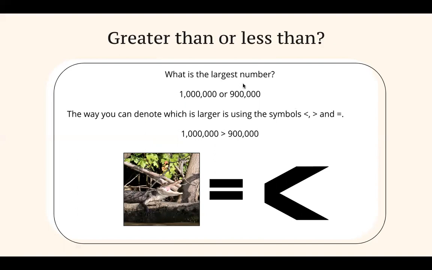And so we have a question here. What is the largest number? 1 million, or 900,000. And so again, if he wants to eat the largest number, the gator is going to open his mouth to the largest number, which in this case is 1 million. We're going to have some extra practice here in a second, but just think about that in the future. He always wants to eat the largest number.